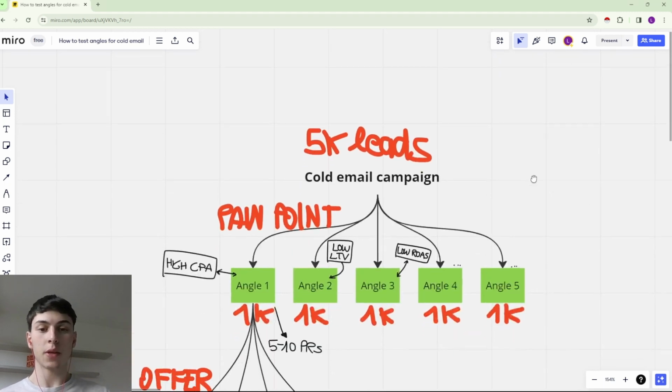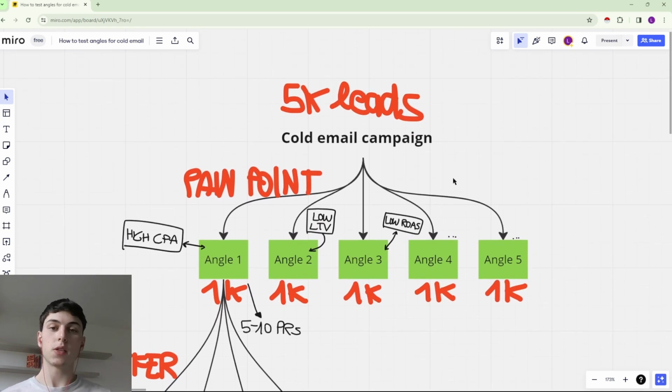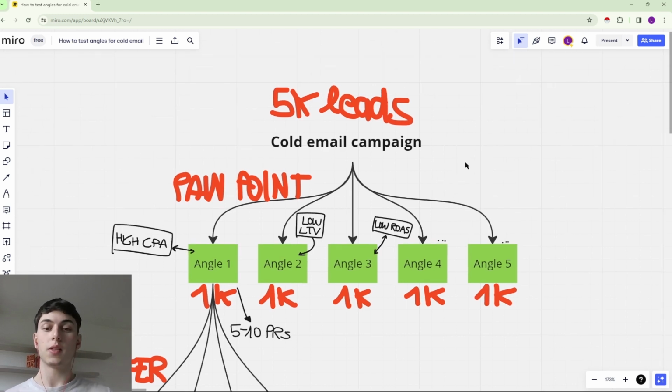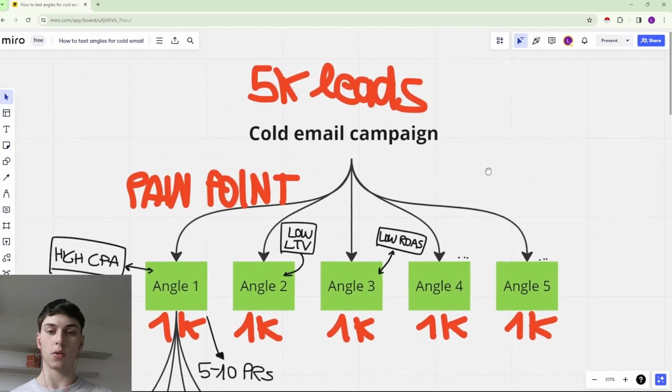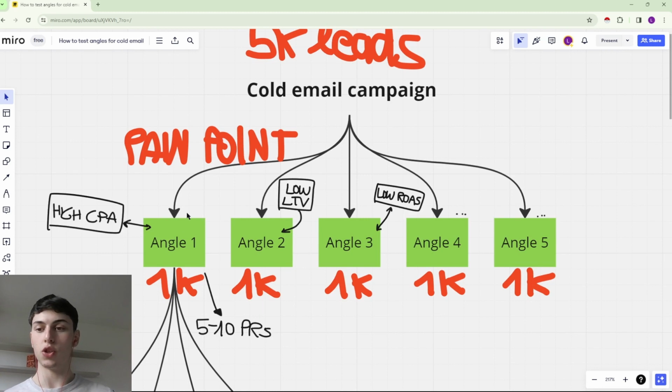So now you can see here, we've got a cold email campaign. And the first thing that you want to do, if you've never run cold emails before, is create this cold email campaign, scrape a few thousand leads, depending on how many angles you want to test in the first place, and allocate 1,000 leads to each of those angles, right? So for example, here we've got 5 angles, we're going to scrape 5,000 leads, and we're going to allocate 1,000 to each of those angles right here.